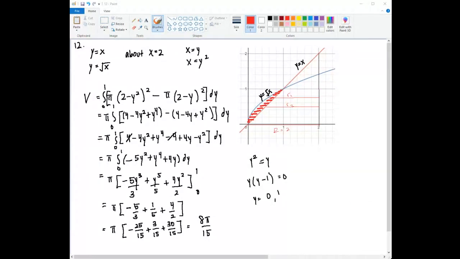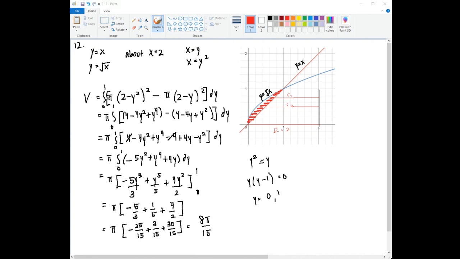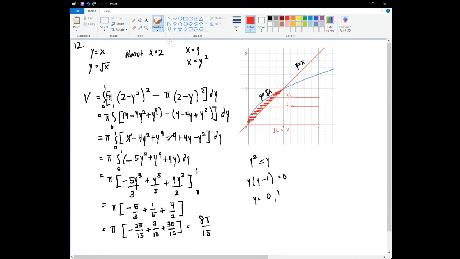So we're trying to find the volume of the solid bounded by the curves x equals y and y equals radical x about the line x equals 2. First, we find x because it's being rotated about the y-axis. So x equals y squared, and then we find the lower and upper limits. I set them equal to each other, and I got 0 and 1.